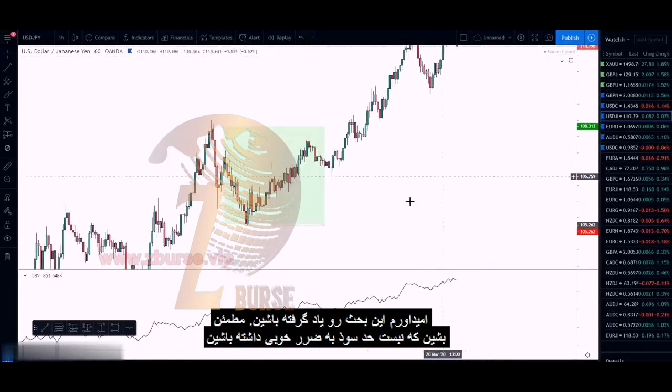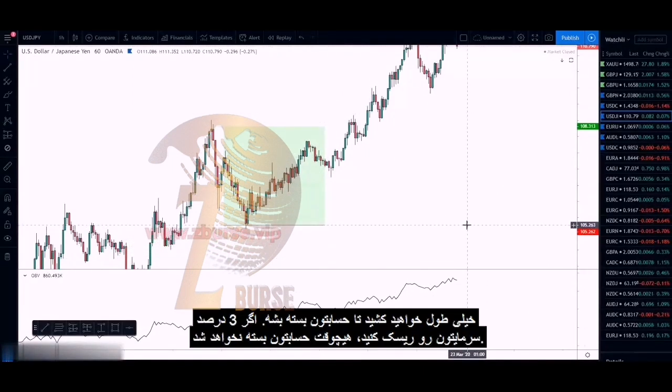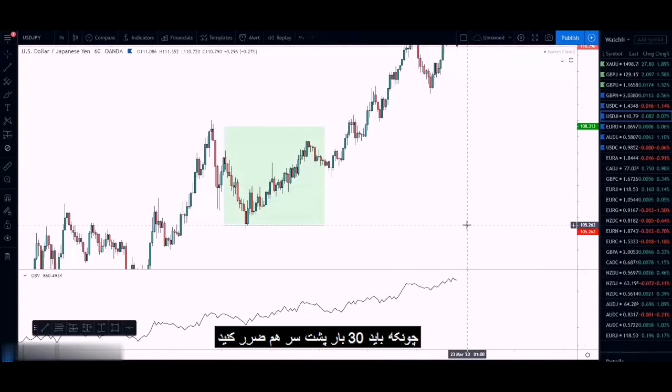Make sure you guys have good risk to reward ratios. Do not risk more than 3% of your account, and it'll take you forever to blow an account. If you're using 3% risk, you should never blow your account, because you're going to have to lose 30 times in a row to lose your whole account. It's very simple.